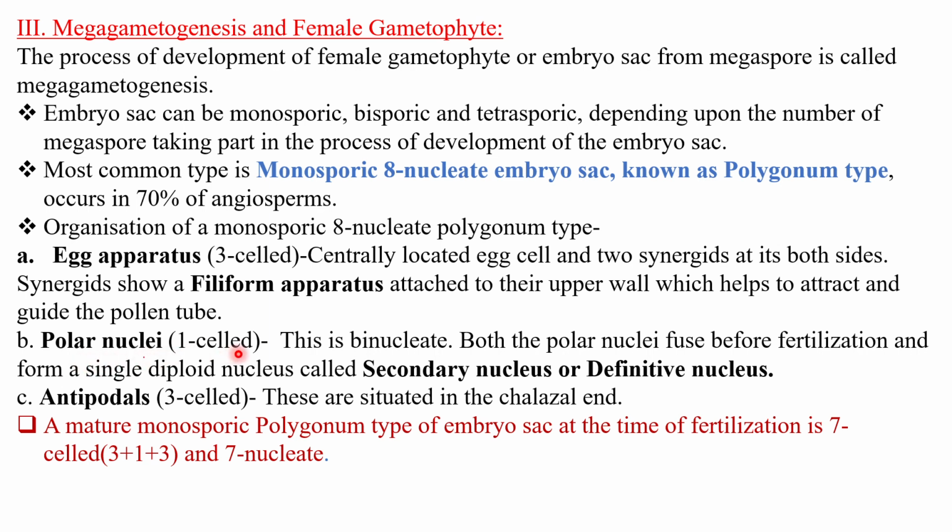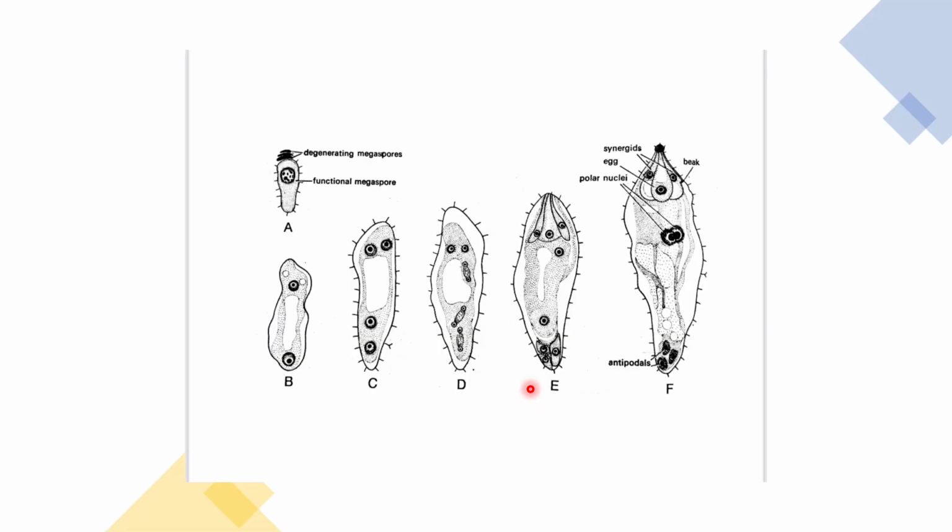Then the second one is known as the polar nuclei. This is one cell, which is binucleate. Both the polar nuclei fuse before fertilization and form a single diploid nucleus called the secondary nucleus or definitive nucleus. This might come in the exam: what results in the secondary nucleus? What fuses? The polar nuclei, two of them, fuse to one, and this is known as the secondary nucleus, and it is found in the center of the embryo sac.